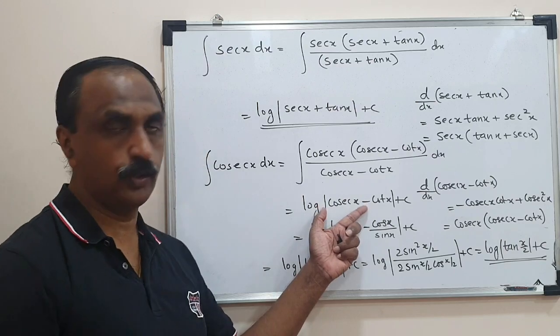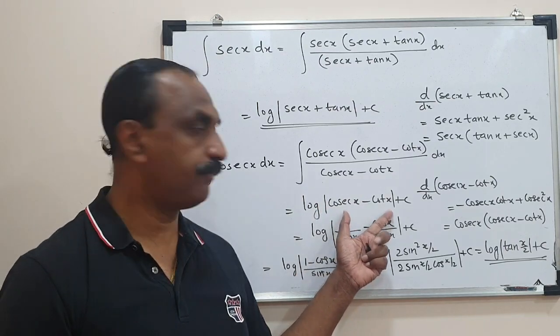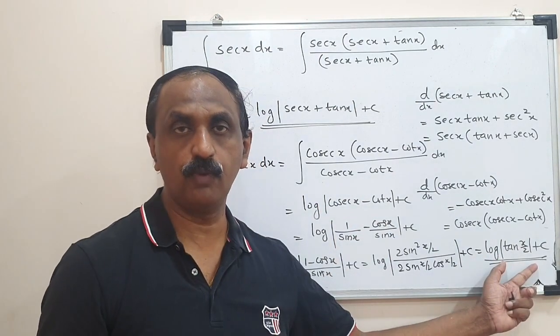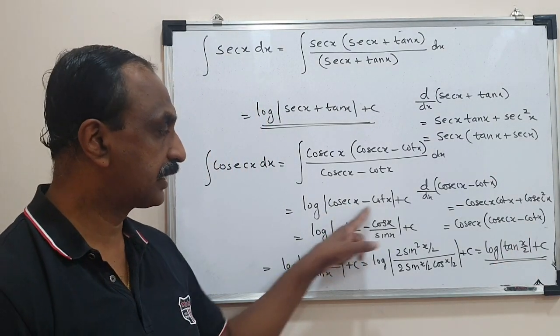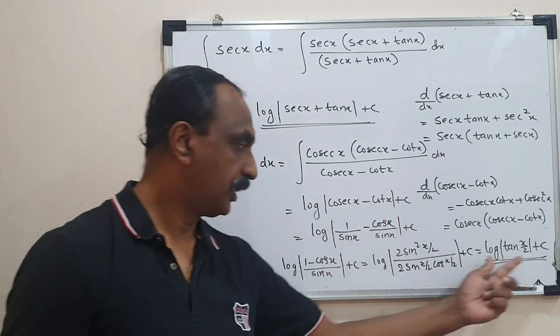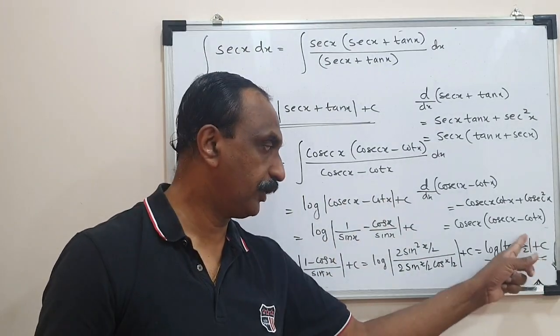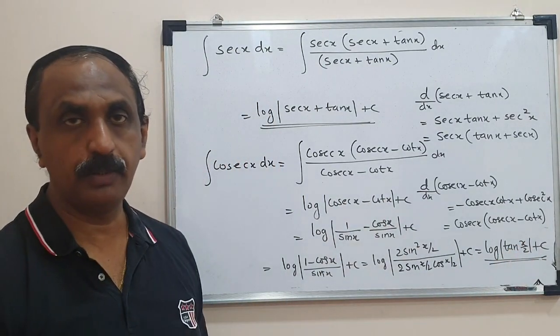Both the formulae you need to know. Sometimes we use this according to our convenience, sometimes we use this according to the value of x. If x is a special angle where we can calculate it, then this is fine. If x by 2 is required, then we use this. So both formulae need to be learned.